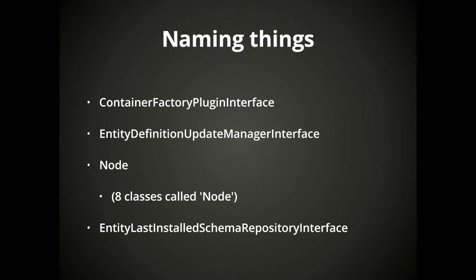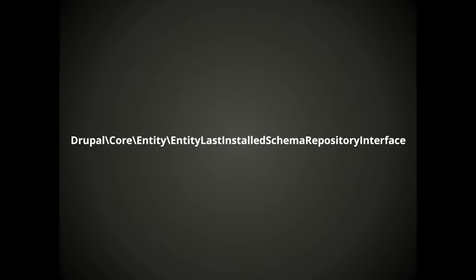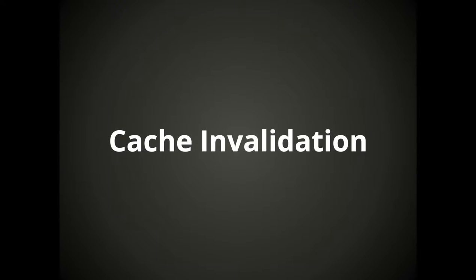I'm just going to cover naming things real quick, because Drupal 8 is awesome about naming things. You get lovely, long names for things, like container pack, factory plugin interface. This was another good one. Editing definition, update manager interface. Node, which is really nice and short, but there's like 8 classes in Drupal 8 called Node. Is the same one the longest one? No, it's not, because there you go. I don't know if this is the longest, but it's the longest one I could find. I didn't really do an exhaustive search. But the scary thing about this is its full name is actually Drupal Core Entity Less. Anyway, it's really long. So instead, let's talk about cache validation.